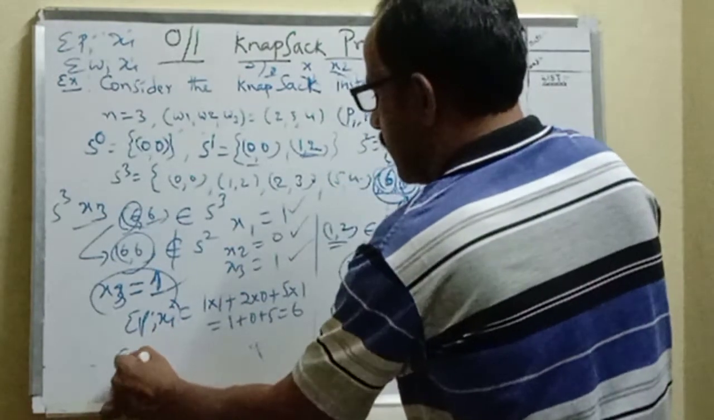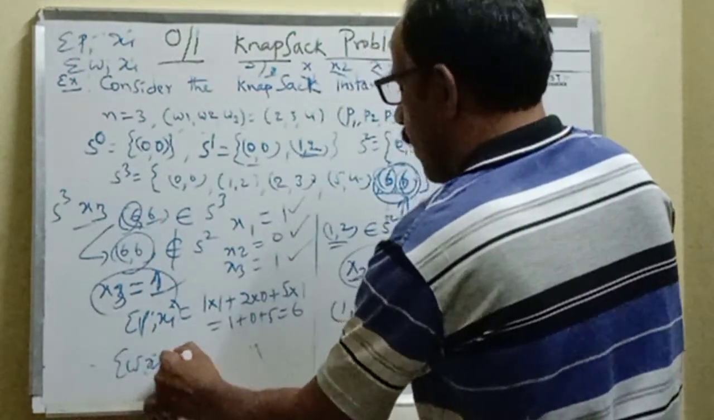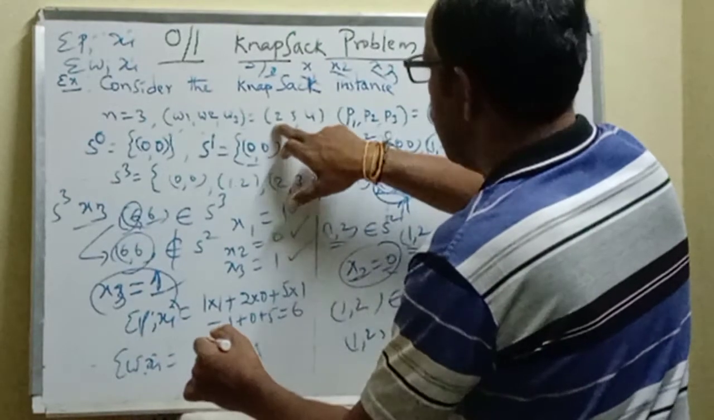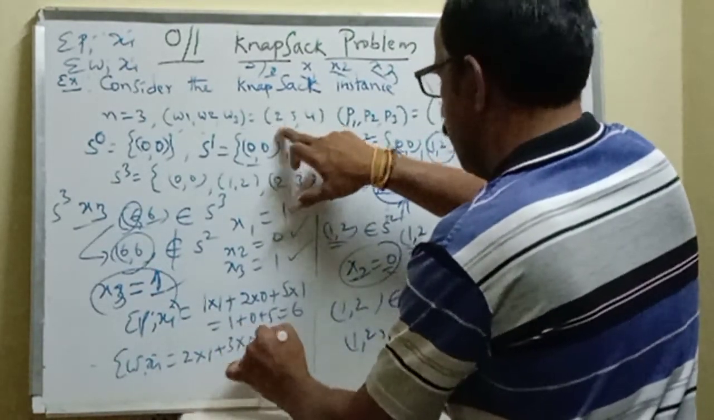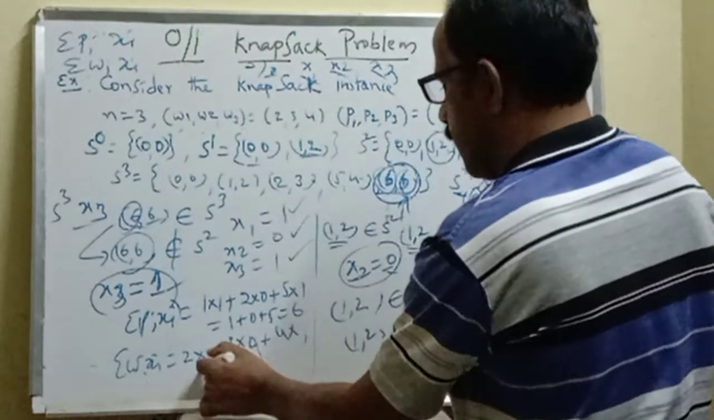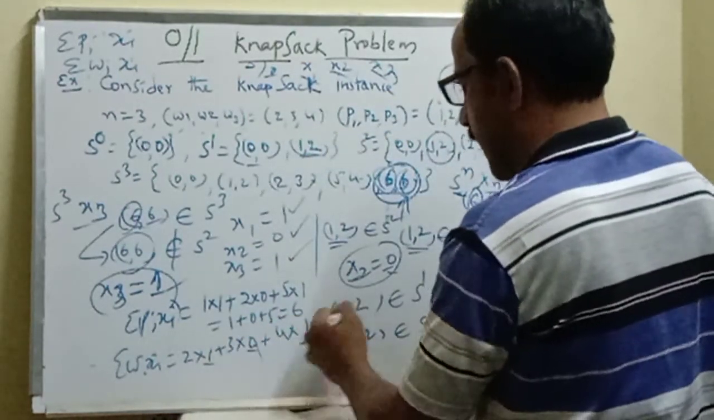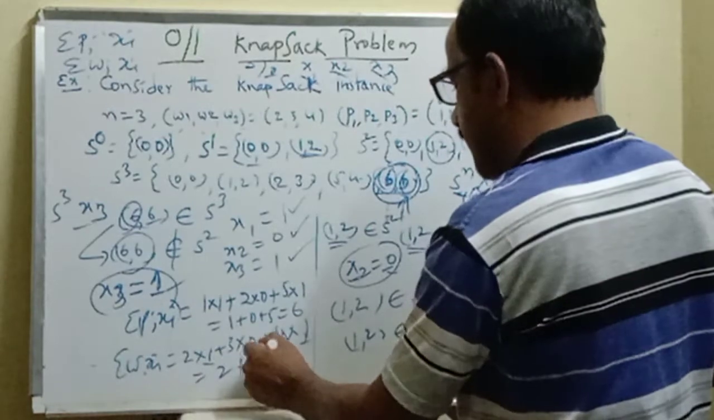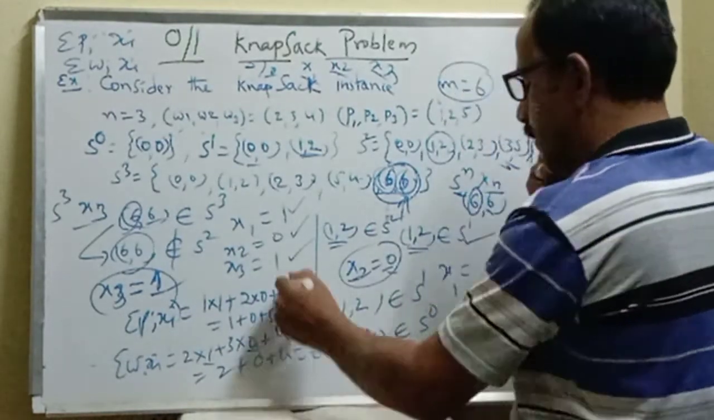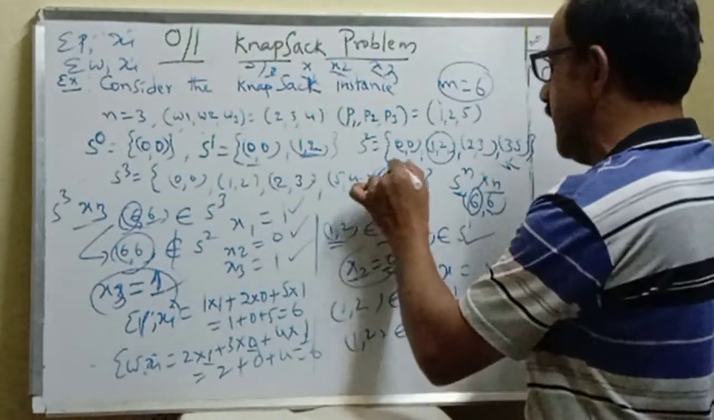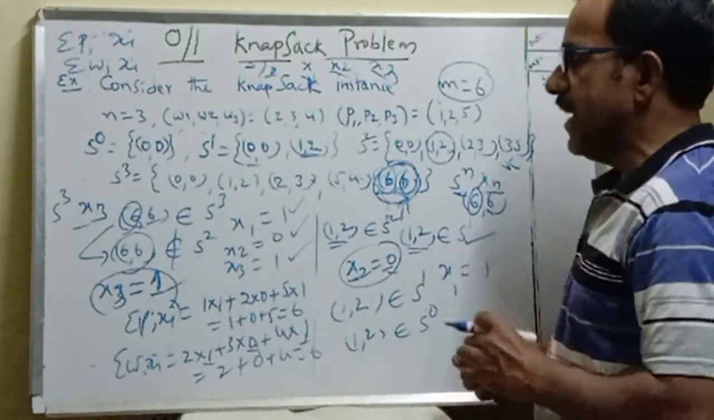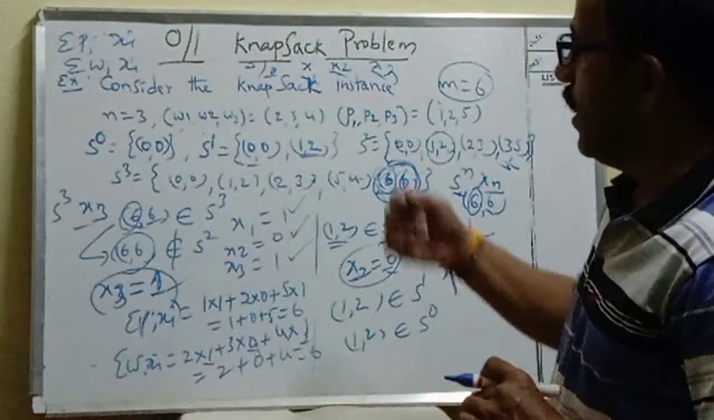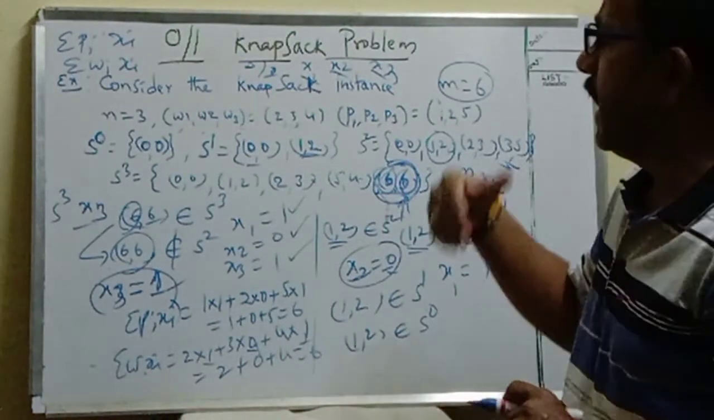Then what about weight? Summation of WiXi. W1 is 2 into 1, plus 3 into 0, plus 4 into 1, because x1 is 1, x2 is 0, x3 is 1. So 2 plus 0 plus 4 is 6. These two must match the last pair which we selected for constructing the solution. In this way we can calculate the solution for any given knapsack problem with any number of elements.